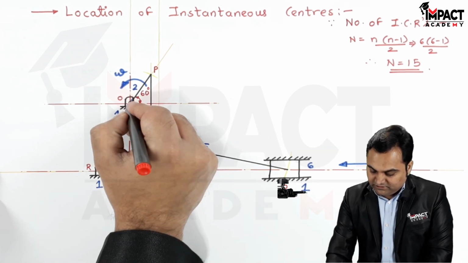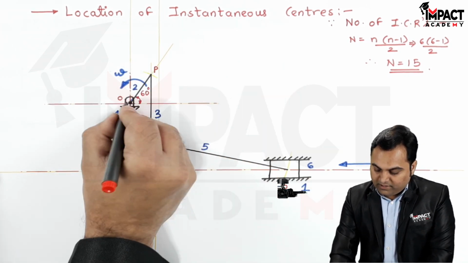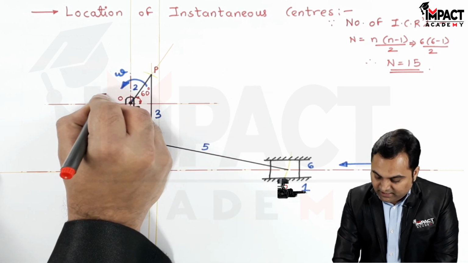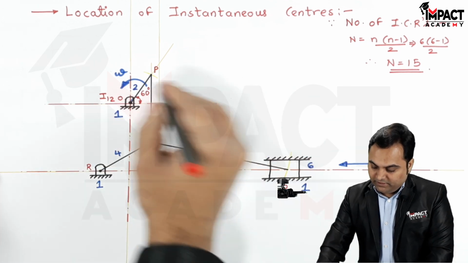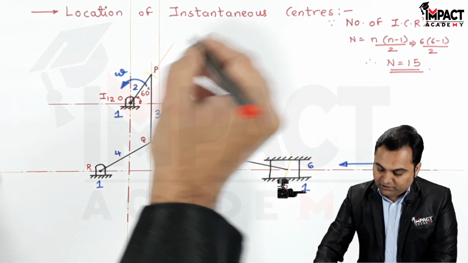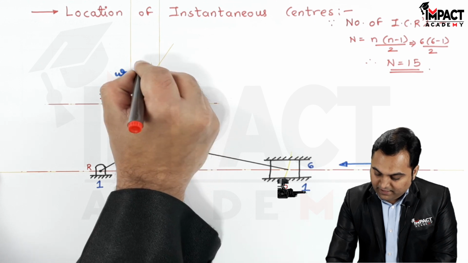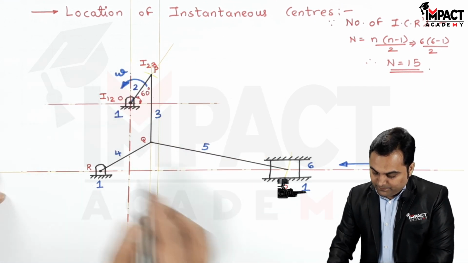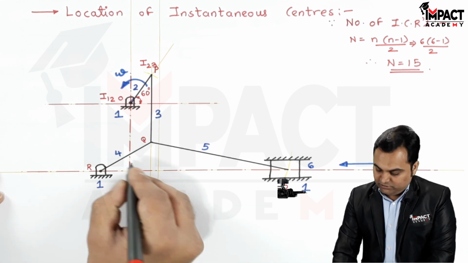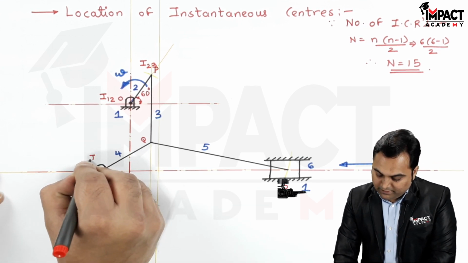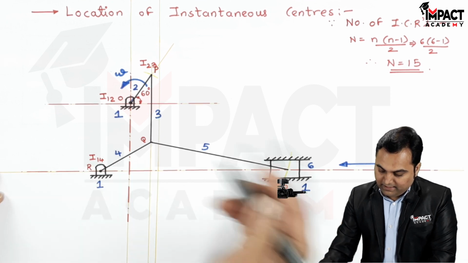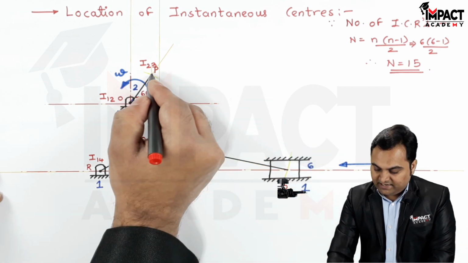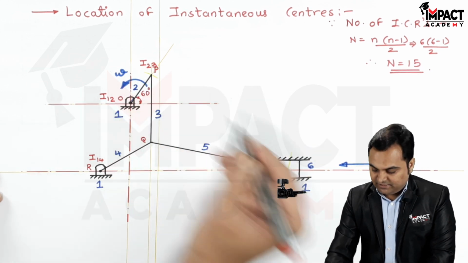As we can see here that 1 and 2 are connected at this point, which is point O. So this would give me the ICR I12. Then 2 and 3 are connected over here, which is point P, and that gives me I23. Then 1 and 4 are connected over here, so that is I14, and I12 and I14 are the fixed ICRs, whereas I23 is the permanent ICR.